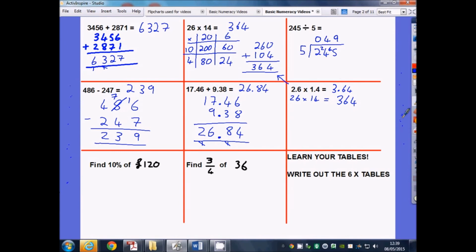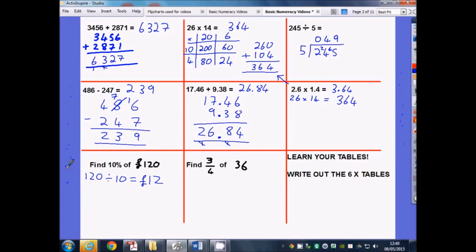Okay. Finding 10% of 120 is number 7. To find 10% of anything, we can divide by 10. So 10%, 120 divided by 10 equals £12. So that's 10%. Just as a sort of aside, something to bear in mind, if you were trying to find 50%, we would half 120. So halving 120 would give me an answer of 60. So 50% would be 60. To find 25%, you could half your 50%. So half that would be 30, and so on.